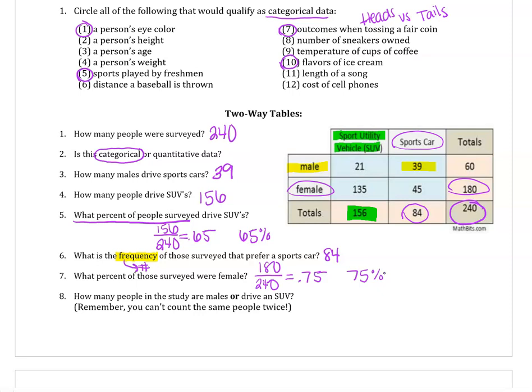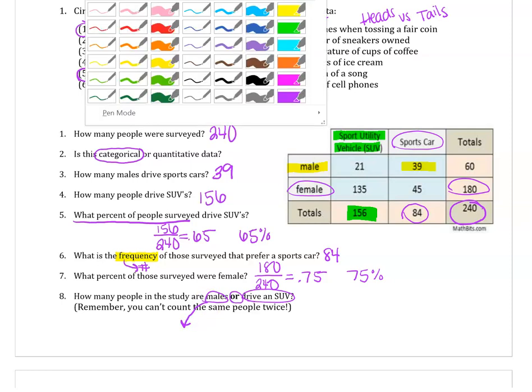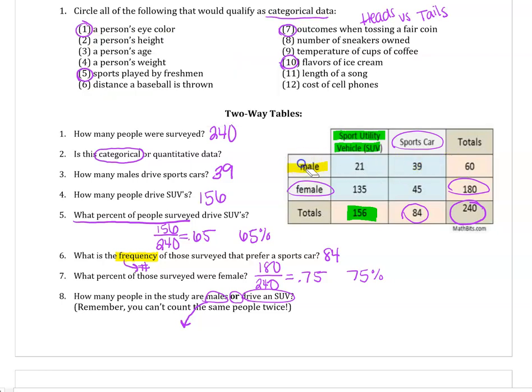All right, lastly, how many people in the study are males or drive an SUV? Okay, so let's actually break this down. How many people are males? So if I go here again, I'm going to erase this a little bit. Males, 60. I'm seeing 60 people in our study are males. How many drive an SUV? Okay, so here is SUV again. That's 156.